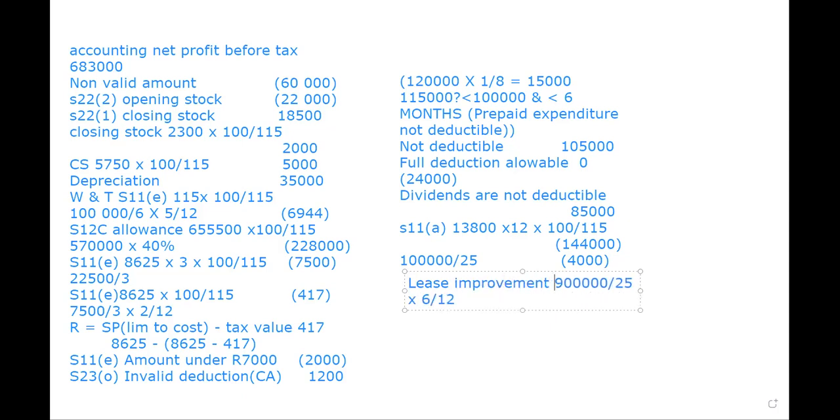I know this for sure. Section 11G. This one, I think it's H. Sorry about that. Yeah, the premium is H. Yeah, the premium is section 11H.